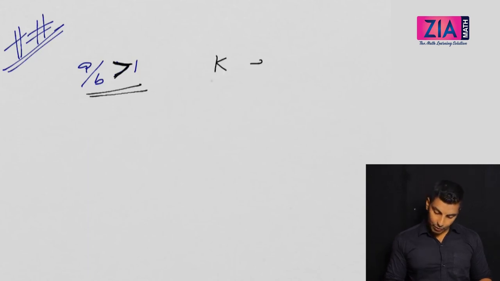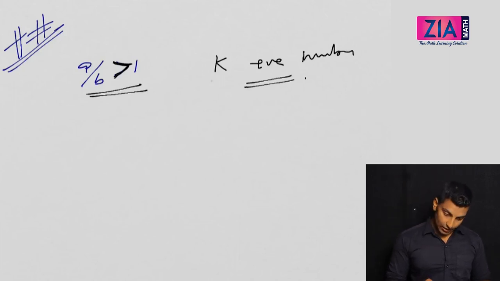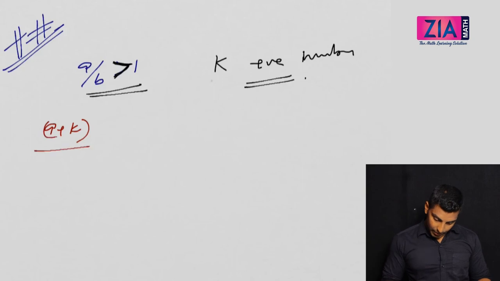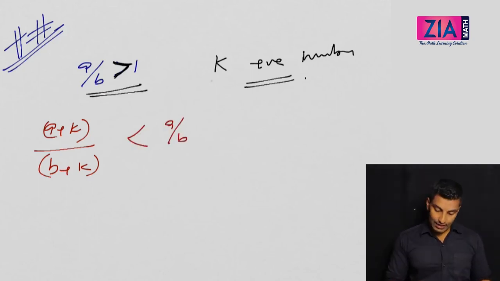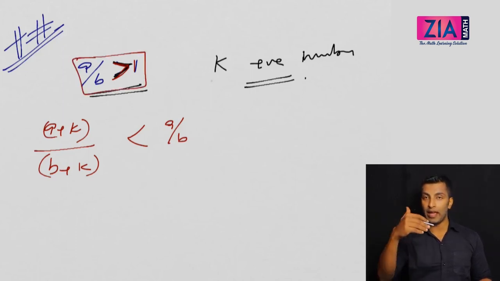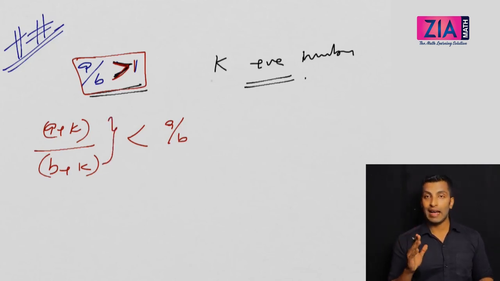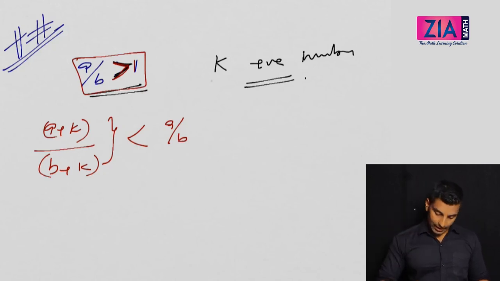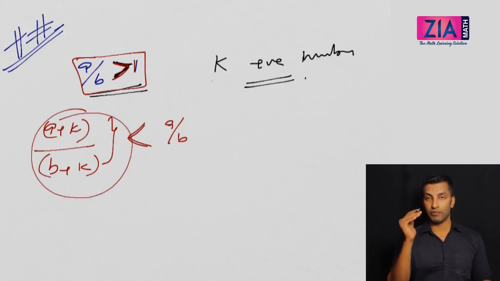And let's suppose k is a positive number. Now let's take the situation, a plus k divided by b plus k. This will be less than a by b. So what we said is, this ratio is greater than 1. Then any positive number you add to a and the same positive number you add to b, that will be less than the ratio. So remember, you are adding a positive number, but still you are getting a lesser number than the ratio.